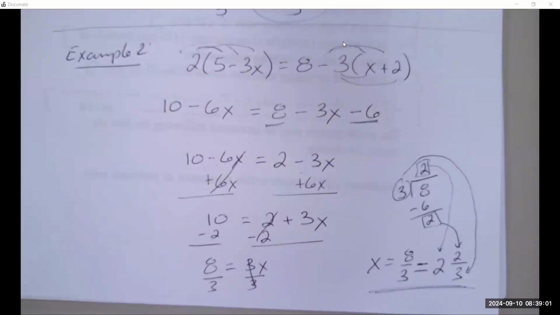Get used to checking your answers. Because this is one of the only classes where you should know your grade before you ever turn in a test or a homework. Plug it in there, 8/3. If it works, great. If it doesn't, then you did something wrong. Try it again.